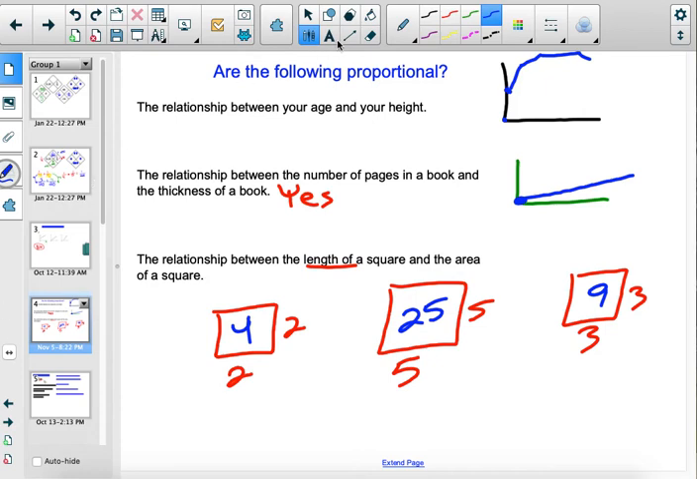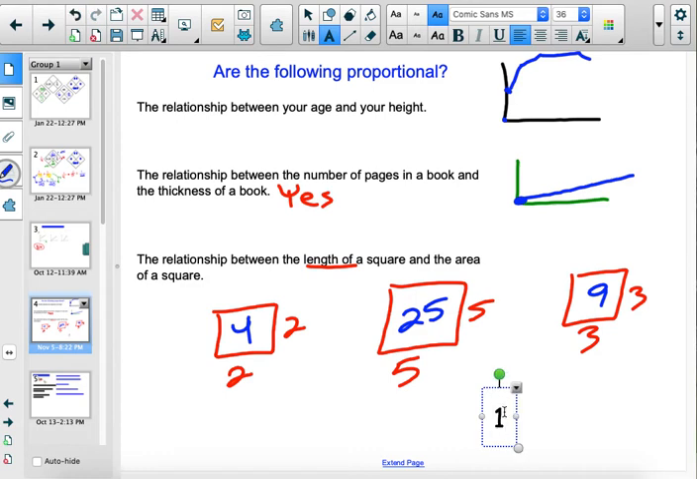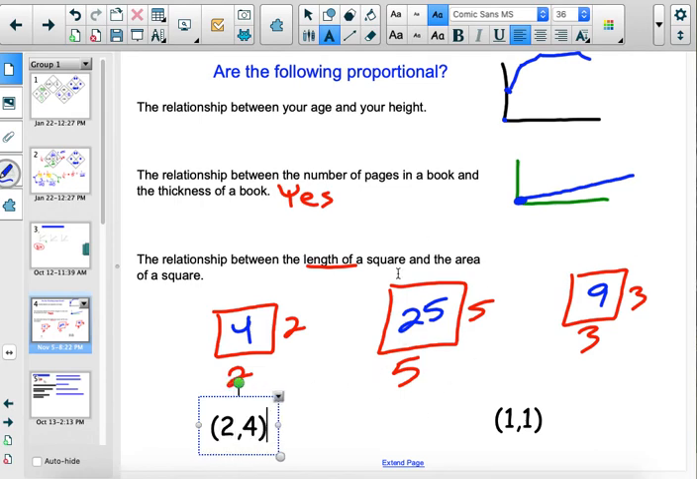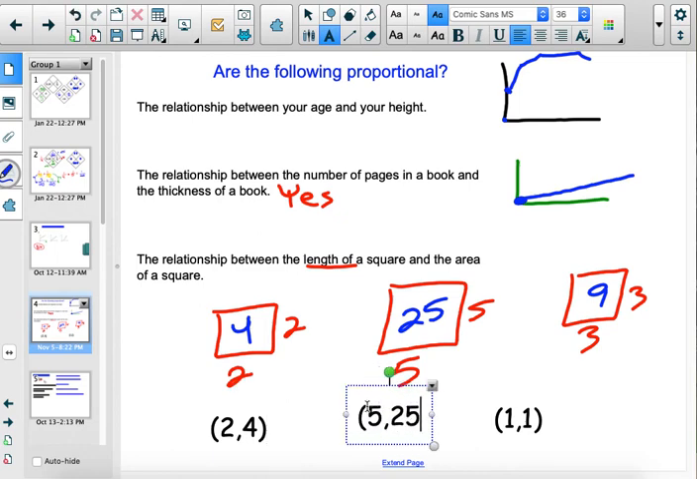What would it be if I had 1 by 1? The area would be 1. I'm going to put that as an ordered pair. I'm going to say this one is 2, 4. What would this ordered pair be? I'm going to say 5, 25. All right, let's put some of these into a graph.